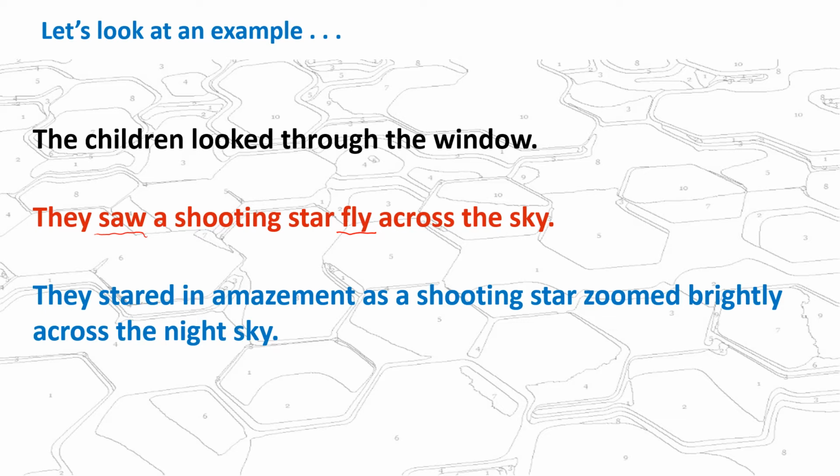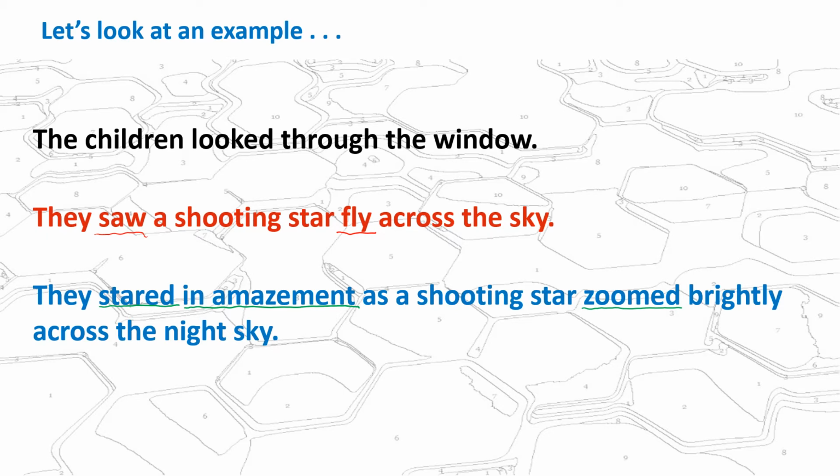First of all, we're taking the word saw, they saw something, and we're changing it into they stared. This helps to tell the reader that their eyes are fixed on this shooting star and their eyes are probably wide. Plus, we've added an adverbial phrase to how did they stare? They stared in amazement. Then we've got as a shooting star. Now we've changed fly, we've improved it into zoomed, which is a more powerful verb.